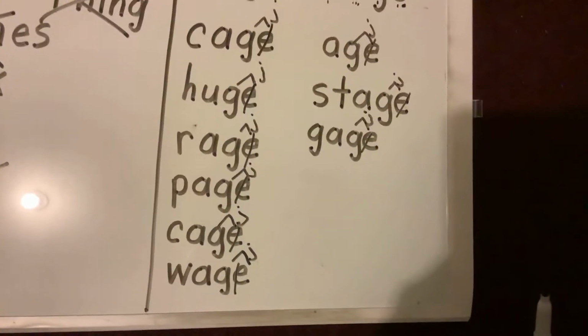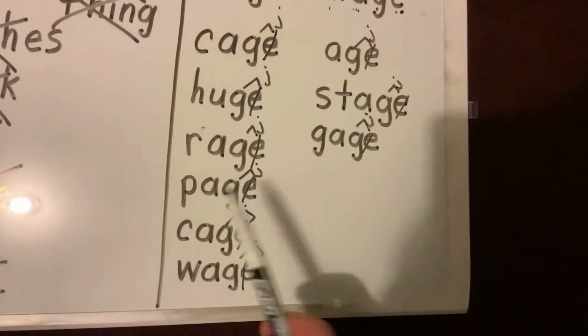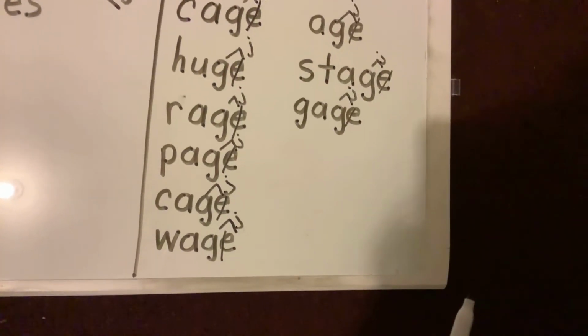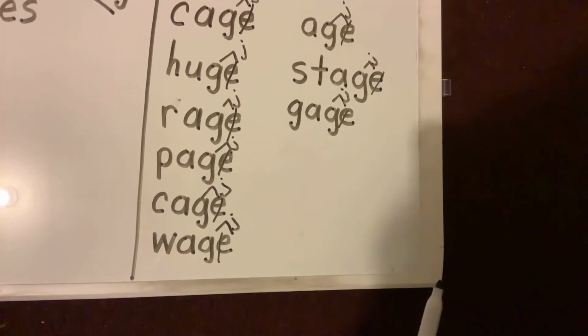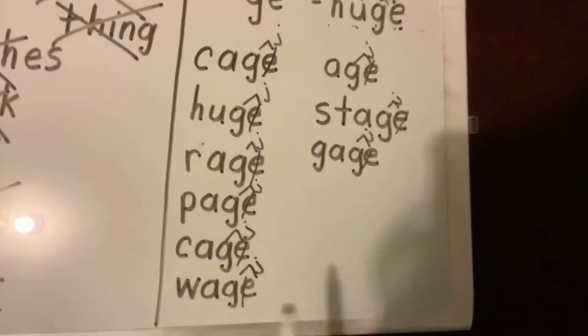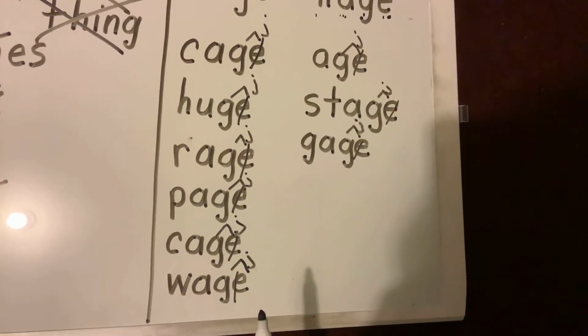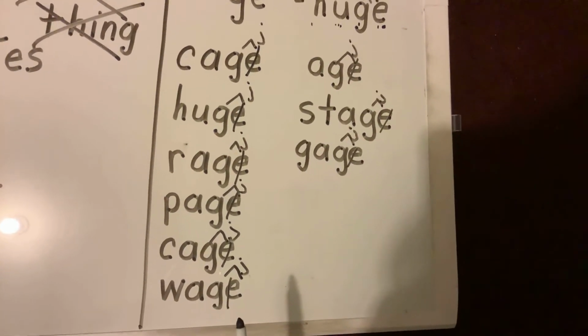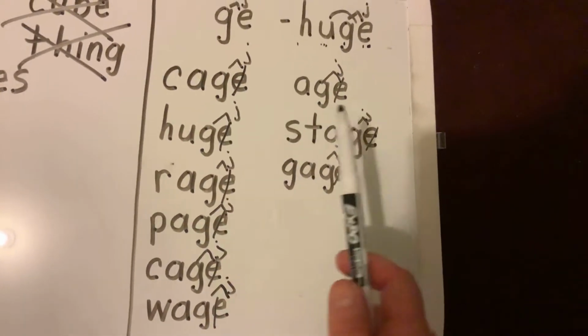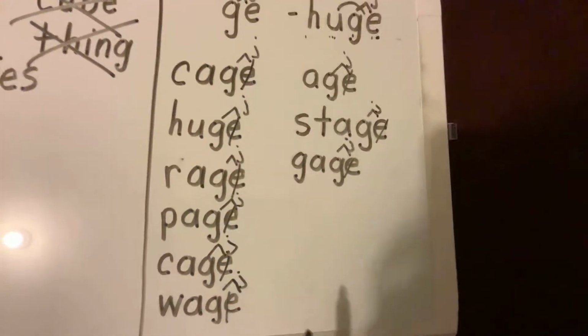Let's talk about some of these words. So a page, like a page in a book. Wage, that's what you get paid to do a job. When mom or dad goes to work, they get paid a wage. Rage, that's another word for mad or angry. You're full of anger, rage. We shouldn't have rage though. You know, huge means big.